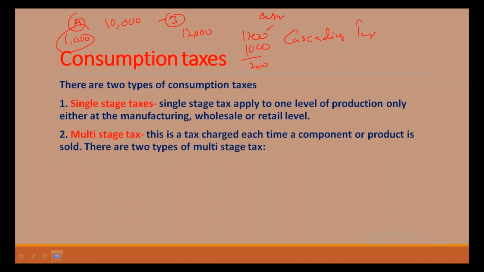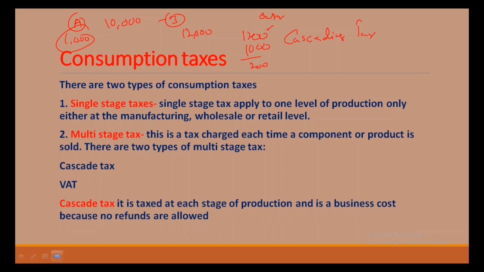It can be a multi-stage tax. So with a multi-stage tax, there are two types of tax. One we call the cascade tax, where at each stage it is taxed. Then of course the other one is tax on the value added. Whatever taxes you pay at each stage, you can claim it and go on doing that. So cascade tax is taxed at each business cost because no refunds are allowed. You pay, I pay, everyone pays it. But with VAT, whatever you pay, I can claim it.